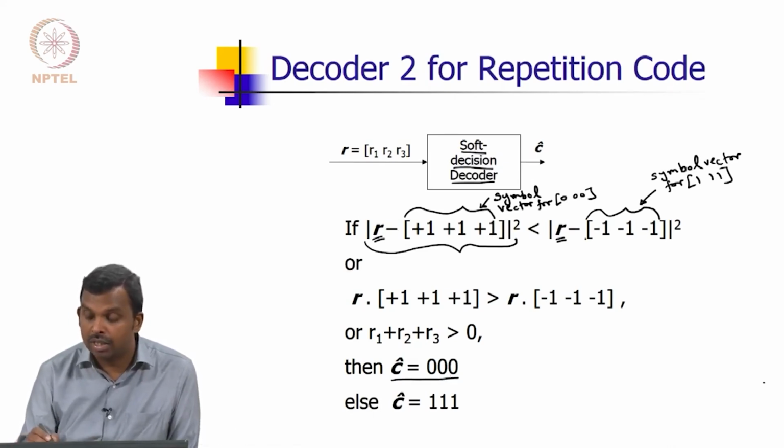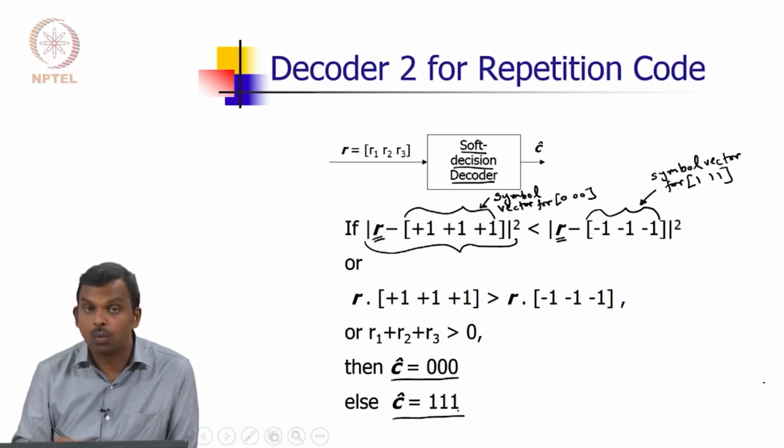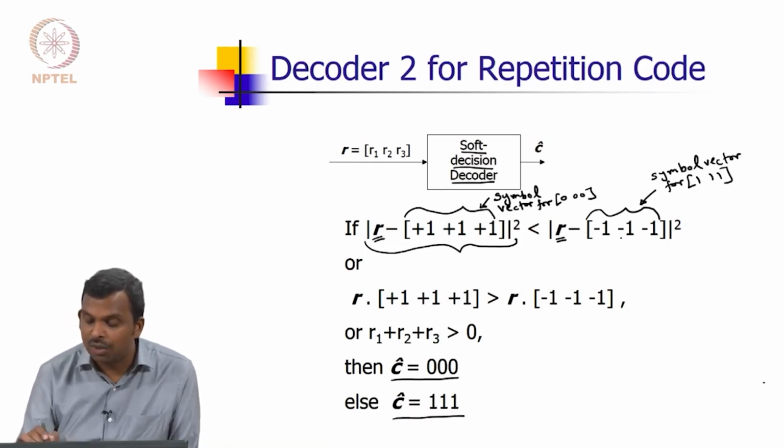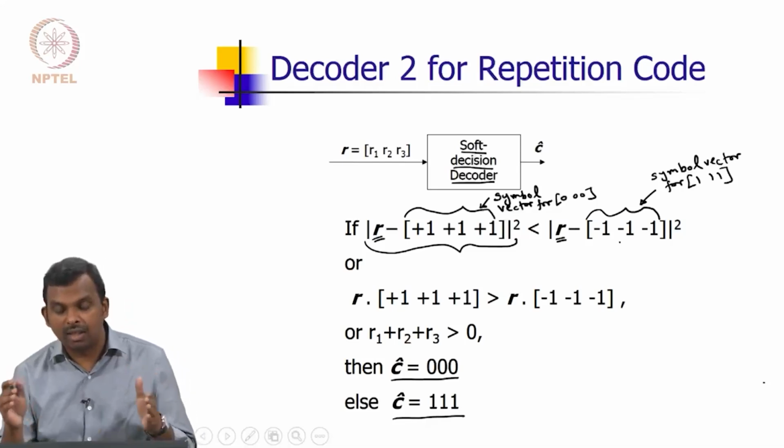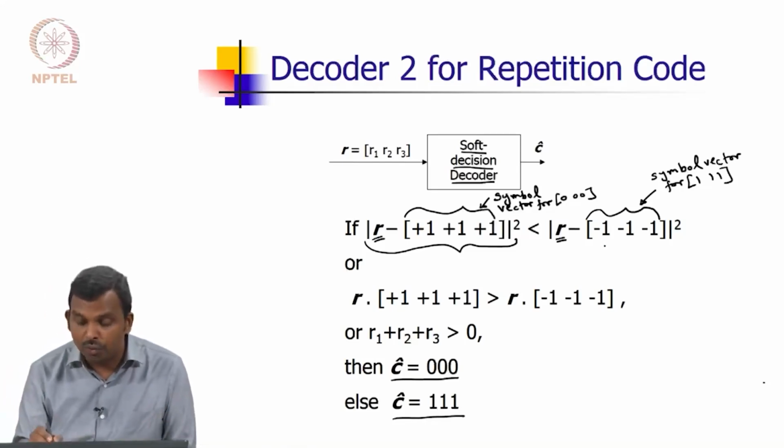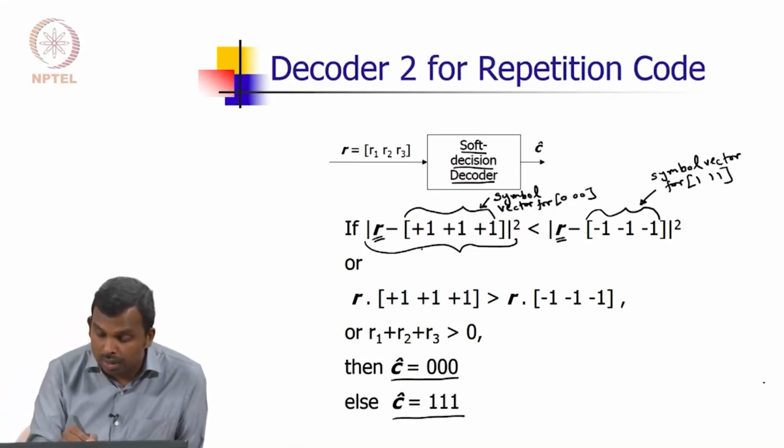On the other hand, if it is closer to minus 1 minus 1 minus 1 in this distance, you declare C cap is 1 1 1. Now, this condition involves finding the length and squaring and all that, but given the structure of this, you can simplify it. So, remember what is this on the left hand side?